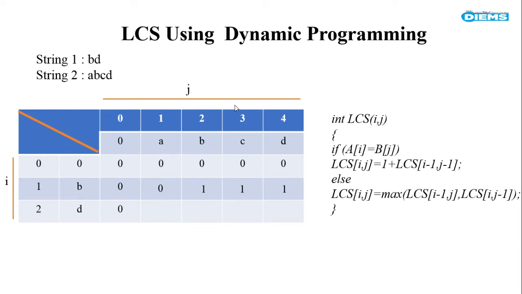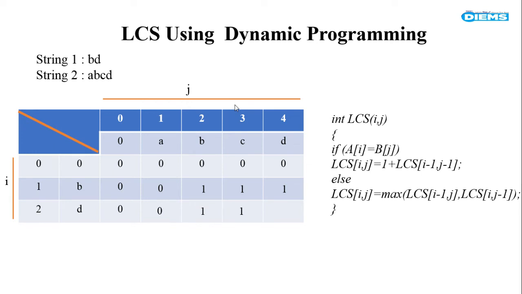You will compare D with A. Are they matching? No. So you have to choose the maximum value between 0 and 0. It is 0 only. Then D with B. Again, maximum value: you will compare 0 and 1, which is maximum 1. You will put 1 here. Then D and C. Are they matching? No. 1 and 1. What is the maximum value between 1 and 1? It is 1 only.